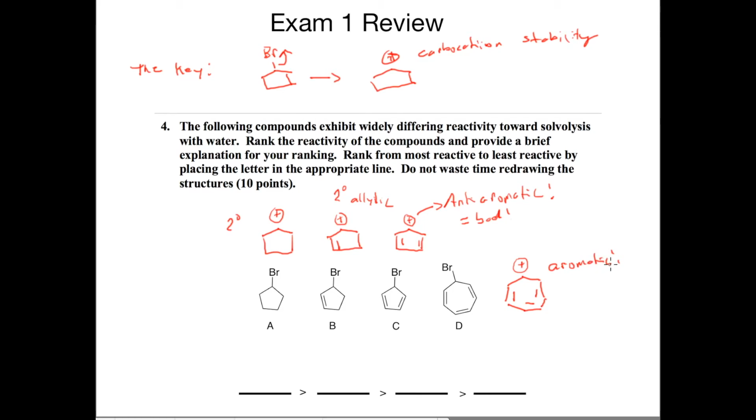So after we have evaluated stabilities, we can now put these in order. The one that is more likely to form, and therefore most reactive, because we're looking at whether or not it's likely to generate the carbocation, we can start with D because that one's aromatic. So it's highly likely to form, and probably will happen fairly fast. The next one is the one that has allylic stabilization, then the secondary carbocation, and then finally the one that's anti-aromatic, which pretty much won't want to form at all.